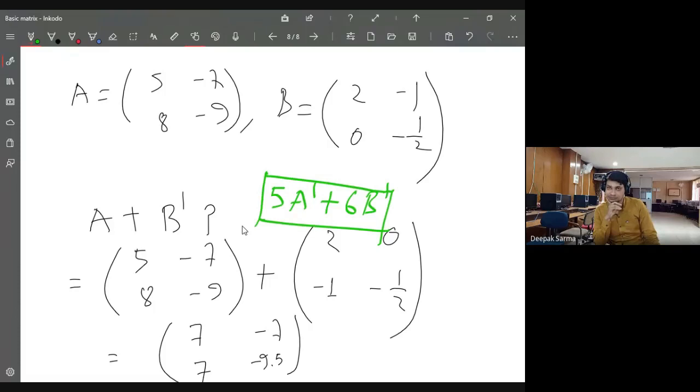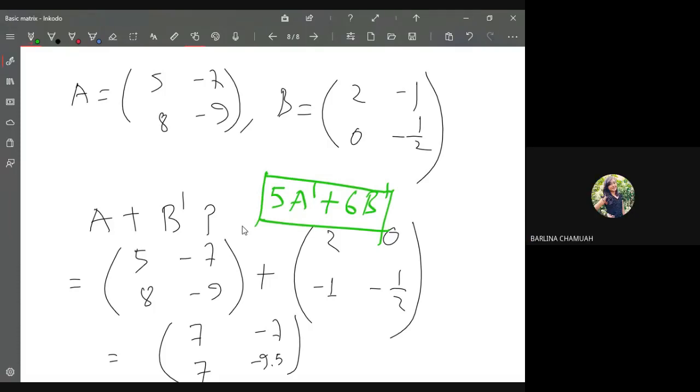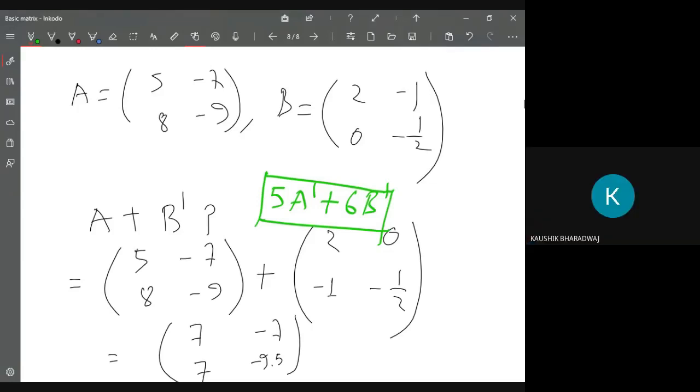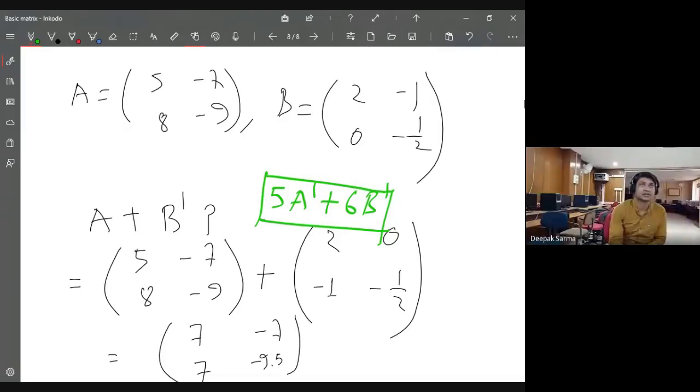Can you? 1 2 2 1. No. Sorry. Take this matrix A and change only one entry so that A and A transpose are equal. You are allowed to change only one entry in A. Can you? Any of you? Sir, we can replace -7 by 8. Okay, thank you. Good.